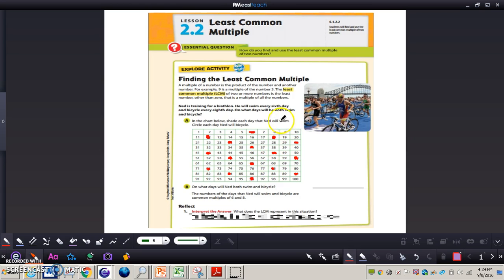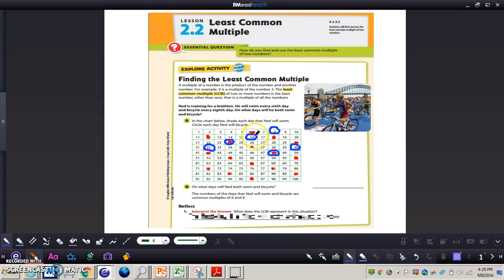Now, let's take a look at every 8th day. We're going to be taking a look at multiples of 8. So we need to circle every 8 days. So do a different color of ink with this. So we'll start out 8, 16, 24, 32, 40. These are all multiples of 8.